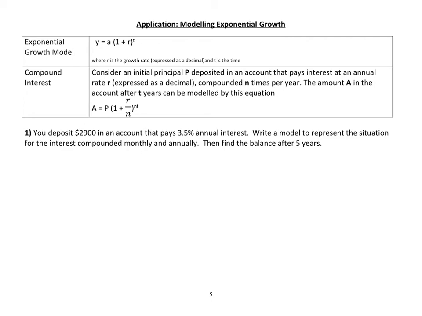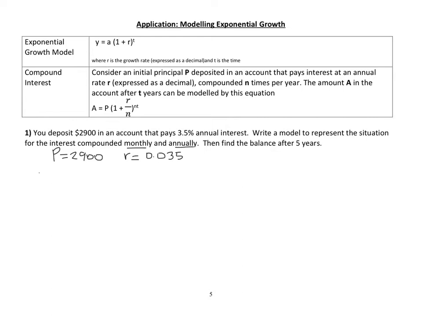Okay, so example, if we deposit some money in an account, so P is equal to 2,900, that pays 3.5, so the rate is 3.5, which is the same as 0.035, because we said we want to express it as a decimal. Write a model to represent the situation for the interest compounded monthly and annually. Find the balance after T years.